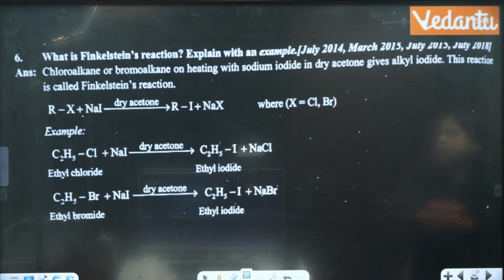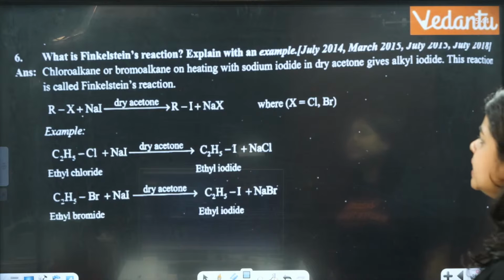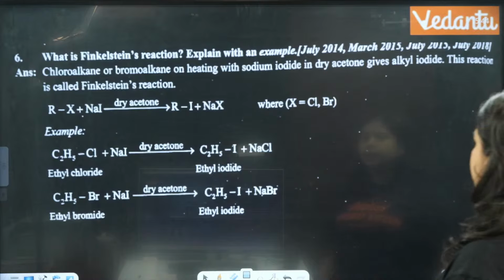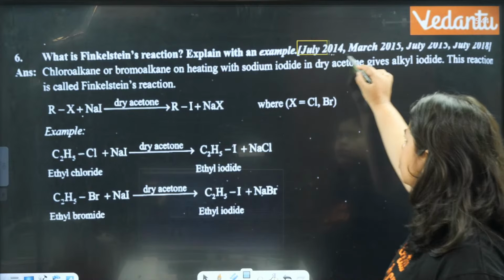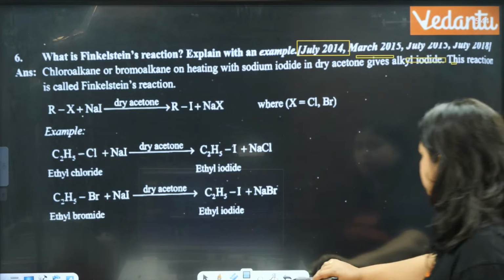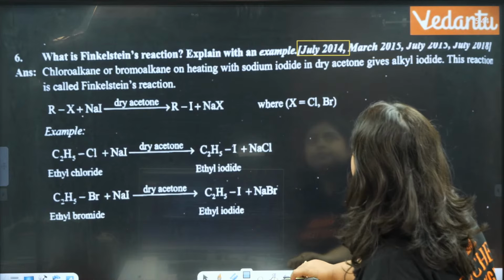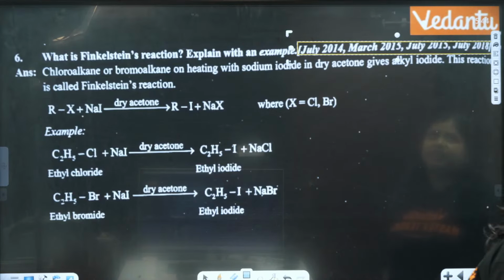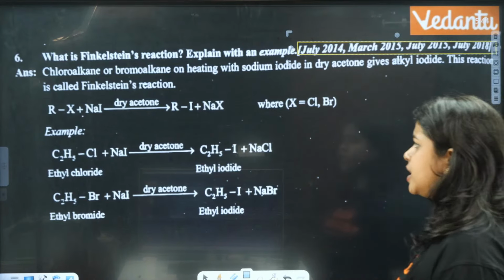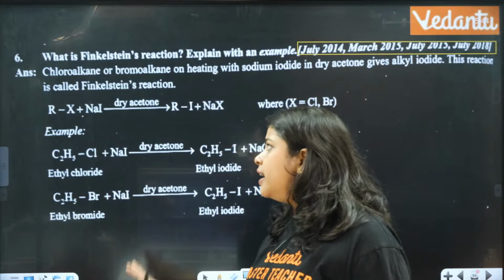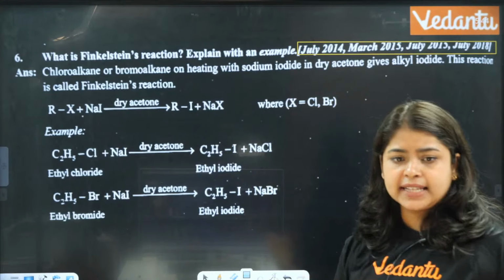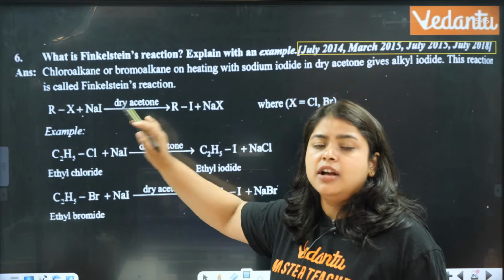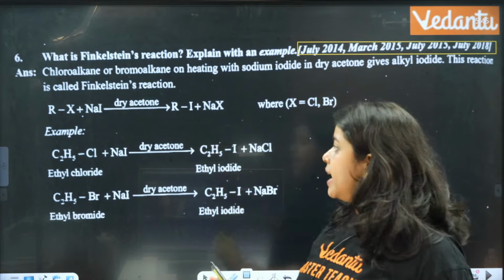Okay, next question: what is Finkelstein's reaction? Explain with an example. This is a question asked many times, and it is a named reaction. They had asked it in July 2014, March 2015, 2016 and July 2018. Here we take a general equation, RX, reacting with NaI.